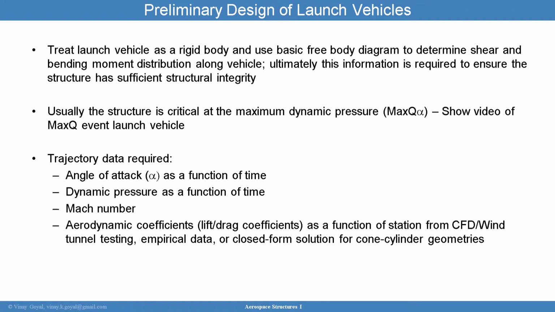You want to use a more comprehensive dynamic analysis. In this case, we're treating everything statically. The data you require is the angle of attack and all this information I talked about. Aerodynamic coefficients can be found through wind tunnel testing. And then you can also use empirical data or closed form solutions for cone cylinder geometries to come up with these aerodynamic coefficients. So again, angle of attack as a function of time, dynamic pressure as a function of time. Those are key ingredients in this analysis, including the Mach number.